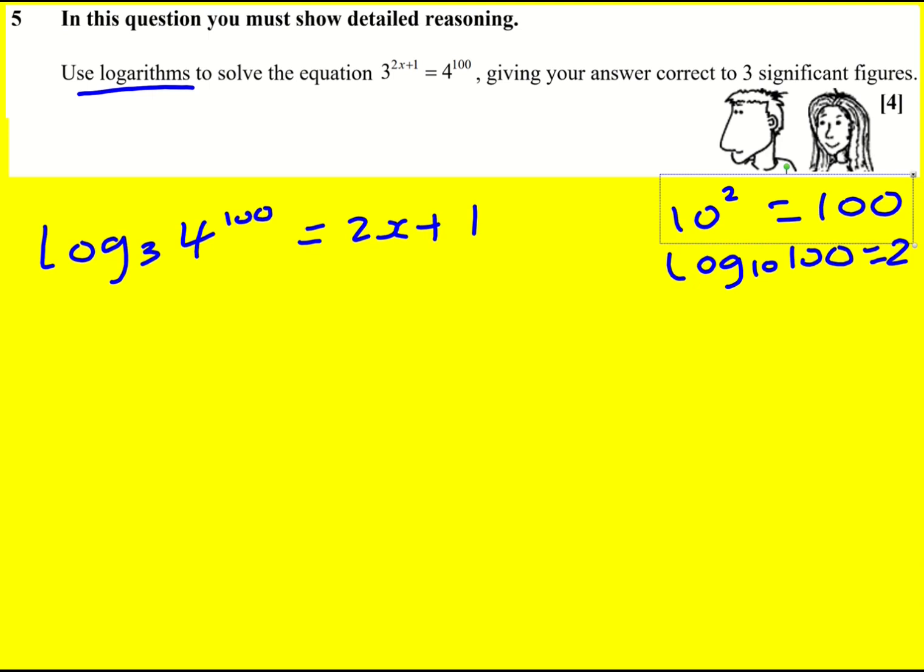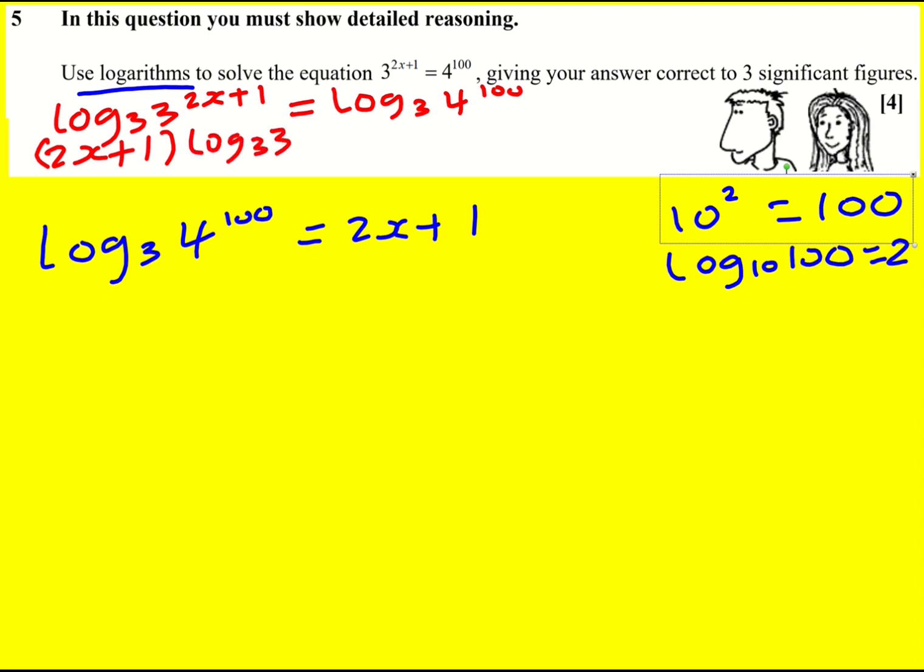If you're not happy with that, you can go a slightly longer route. You can take log to base 3 of both sides. Now using the third rule of logs, bring the 2x plus 1 down. The power goes in front. We get log to base 3 of 3 equals log to base 3 of 4 to the 100. But log to base 3 of 3 is just 1, so we end up with exactly the same thing. Now we're ready to solve it.